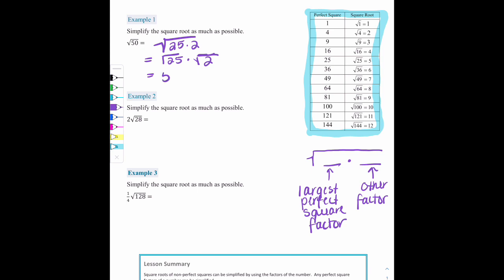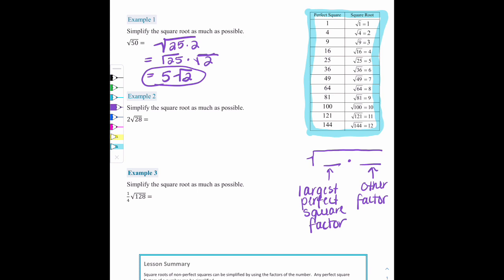So this becomes 5. Can we nicely take the square root of 2? No, we cannot. So that stays underneath the radical symbol, and our answer is 5 square root 2. We should not be able to break down the number under the radical anymore, or we have not found the largest simplification. Okay, example 2.